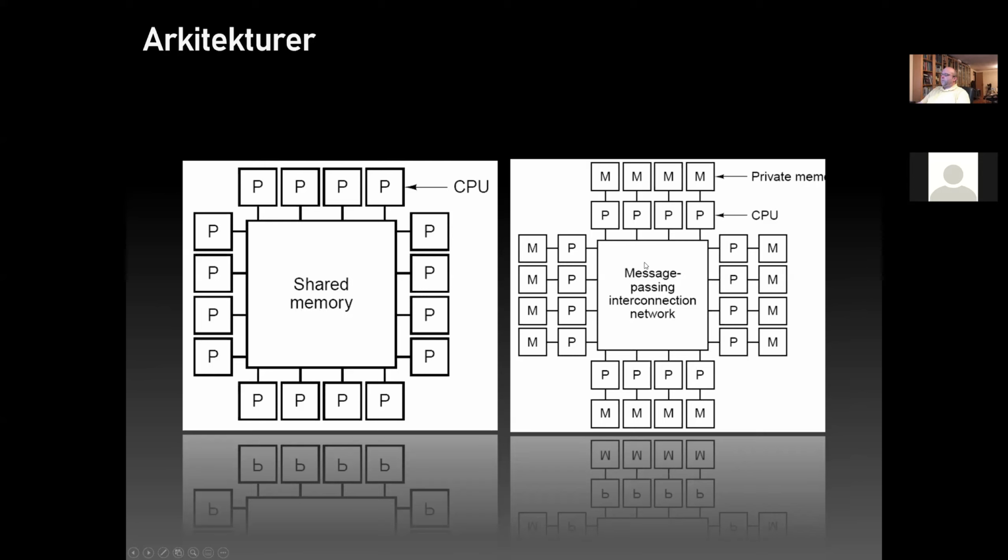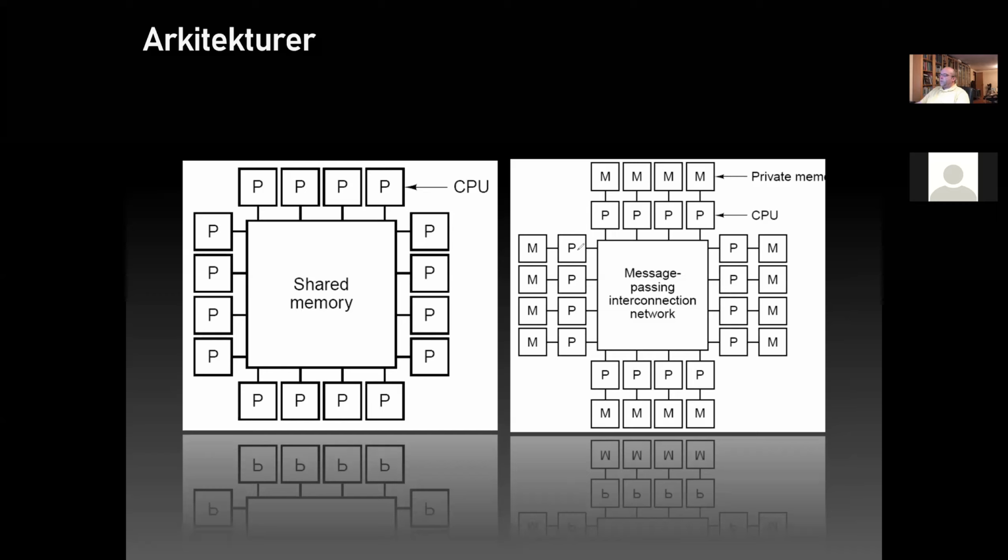When you build clusters, you take a lot of these machines where you have a processor and memory, and then you connect them together in a network. In this case, if this processor needs memory from here, it sends a message over the network and asks this processor to provide the memory. And as networks are getting faster and faster, this is a viable solution.